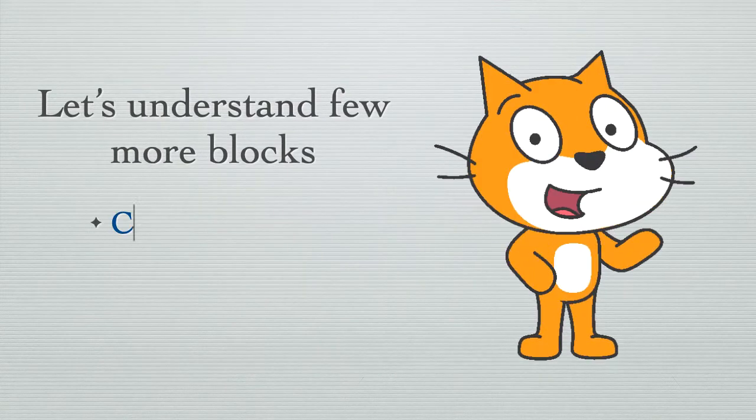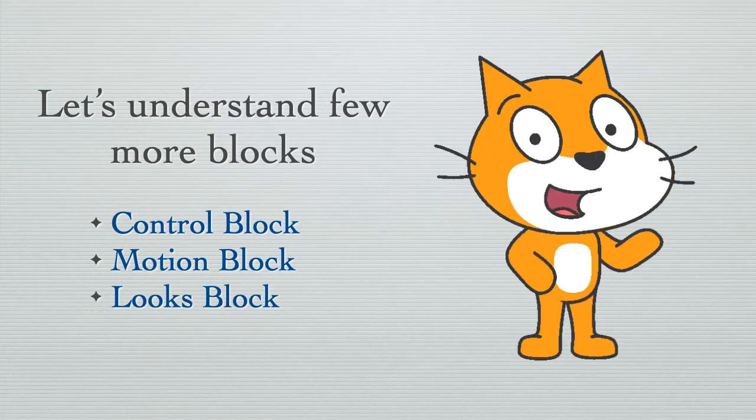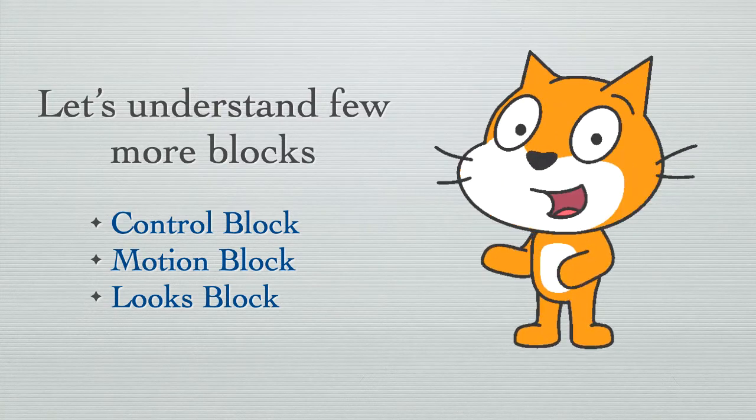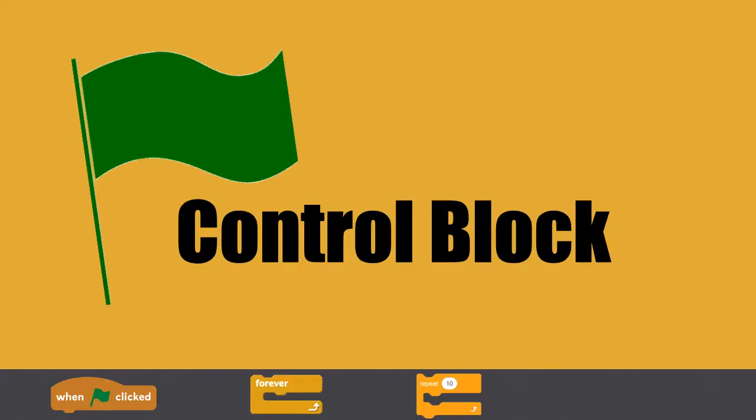In this video, we'll learn about a few more blocks that we are going to use in our new projects. So let's see and learn a few more blocks. Control block. In control block, we learned about when green flag clicked, forever and repeat block. And today we'll learn one more block from control block menu, that is wait 1 second. So let's see what is the use of this block.